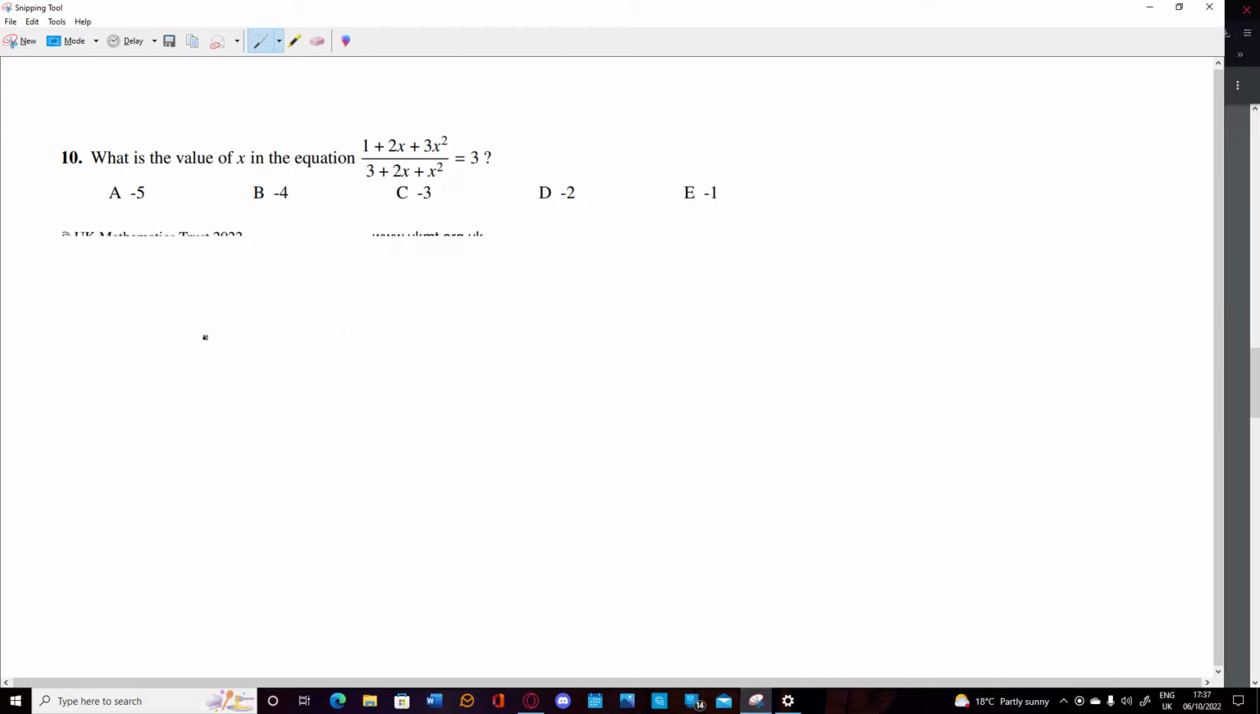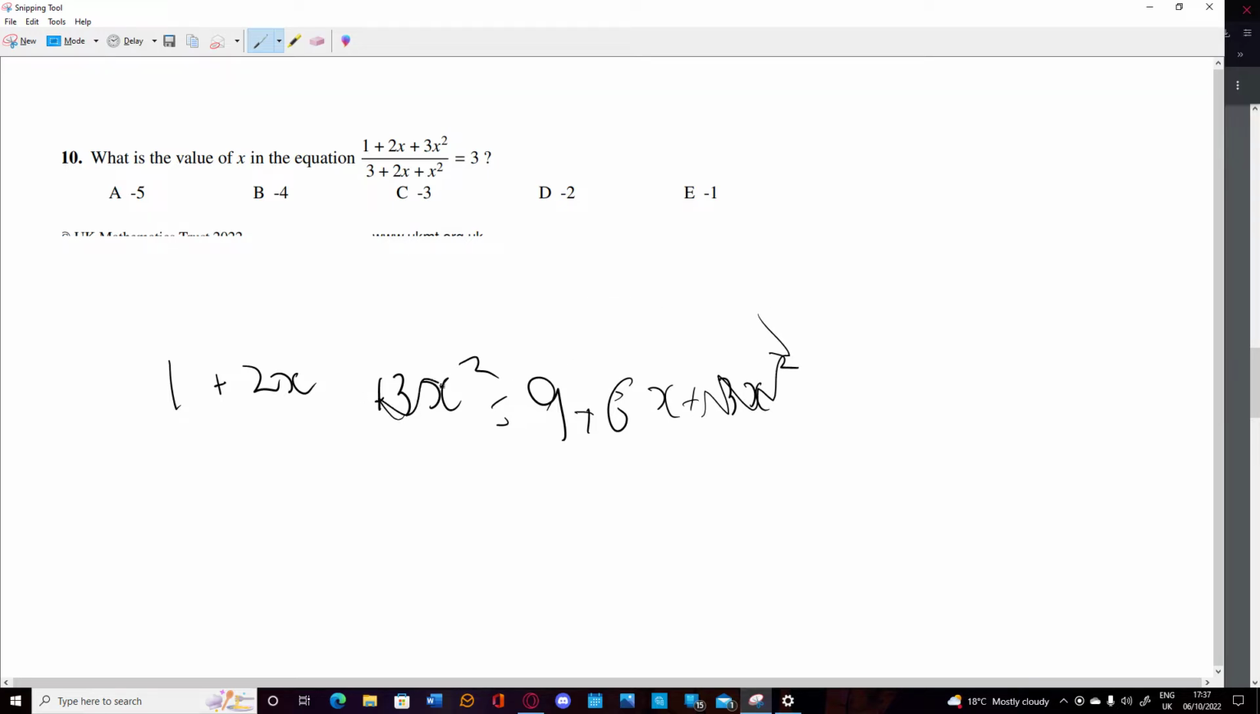So obviously multiply both sides by the denominator, which is 3 add 2x at x squared, and we get an equation that looks like this. The 3x squareds cancel out. Then we get 1 minus 9 is equal to 6x minus 2x, and from this we can imply that x is minus 2. I don't want to go through all the steps, because you guys are smart, I know that.